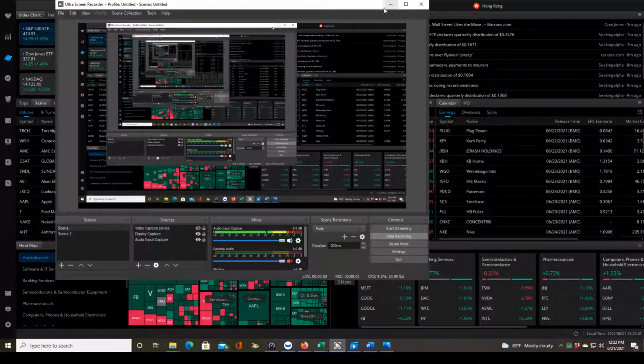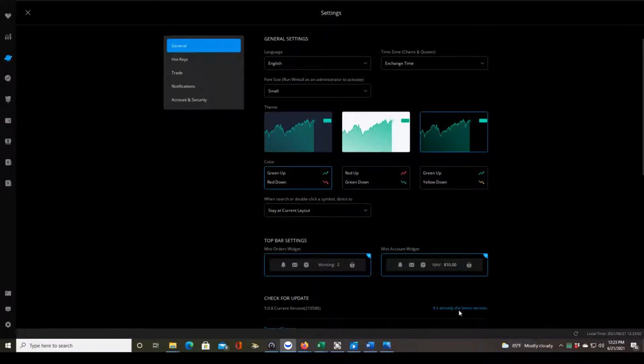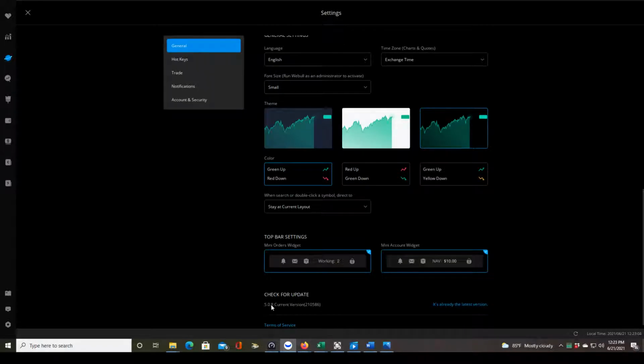Good morning, traders. This is a live trade recap as well as an update about the Webull desktop platform. If you were watching my videos last week, you know that there were some chart glitches that we were experiencing, and there is a new update for the desktop platform. If you check over here, 5.0.8 is the most current version. So if you haven't downloaded that, make sure you do so because it does seem to be working better.